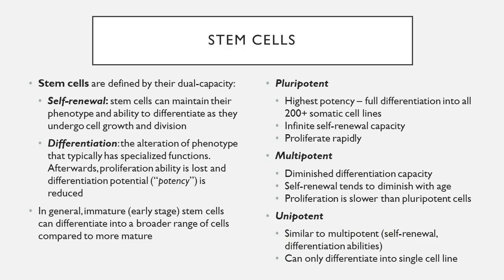Lastly, we're going to talk about stem cells. This is going to become more important as we talk about tissue engineering applications. So let's get into it. The two key characteristics of stem cells, defined by their dual capacity, are the ability for self-renewal and the ability to differentiate. Self-renewal is the ability of stem cells to maintain their phenotype and continuously divide and reproduce without any negative consequences.